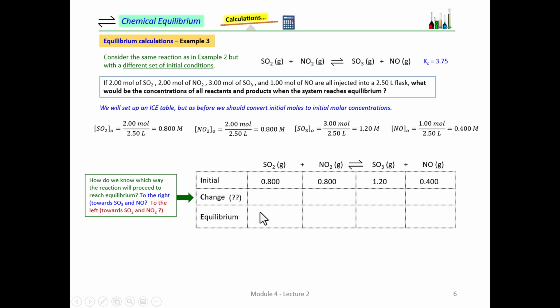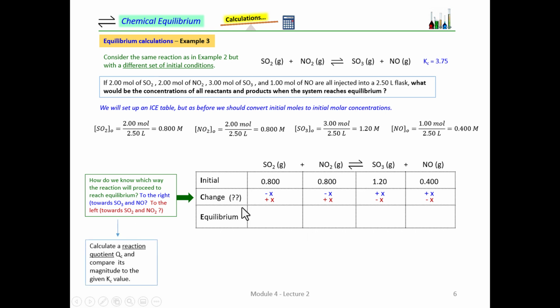Well, for the change row here, we do have a question we might want to ask, and that is, how do we know which way the reaction will proceed to reach equilibrium? If we say it's going to proceed to the right, our x values would look like this. We'd lose reactant and gain product if we assume it's going from left to right to reach equilibrium. If, however, it really needed to go in reverse, in other words, to reach equilibrium some product had to reform reactants, our x values would have different signs. We'd have minus x on the right and plus x's on the left. So we don't really know what to do here.